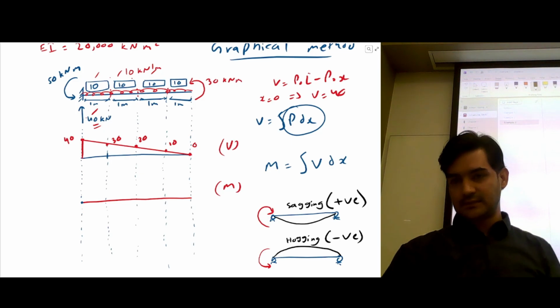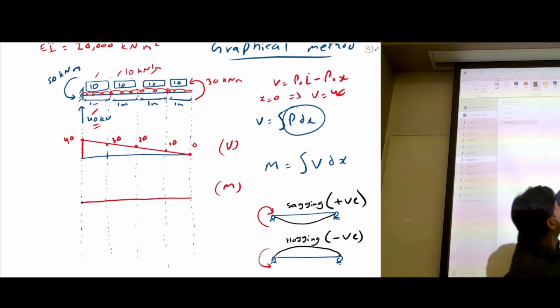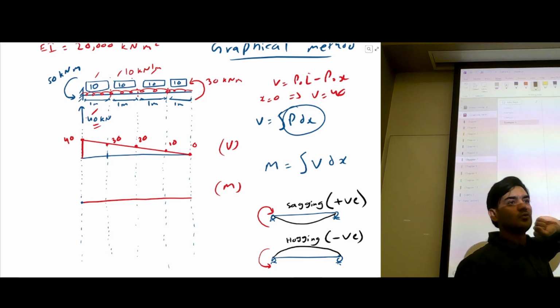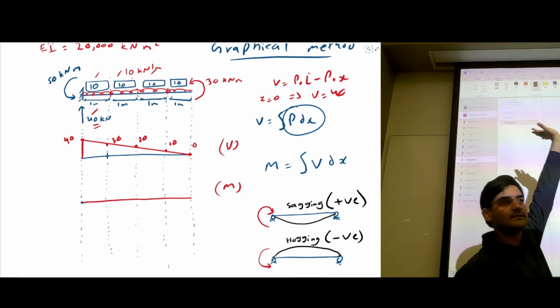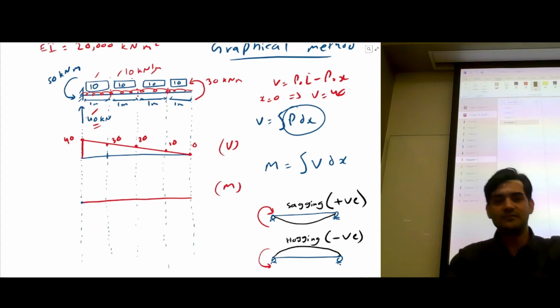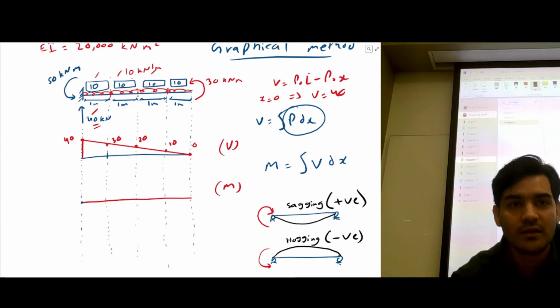So in this case, this moment is going to cause sagging or is going to cause hogging. Whoever thinks it's going to cause sagging can raise their hand. Whoever thinks it's going to cause hogging can raise their hand. Okay, good, good, yeah. So hogging is negative, so I'm going to go negative.